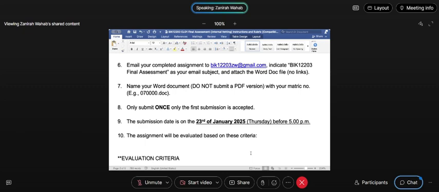Name your Word document with your metric number. Contohnya, 0711111 ataupun 070000 dot doc. So it's easier for me when I download, so I can see your metric number and I can cross check with your name list.